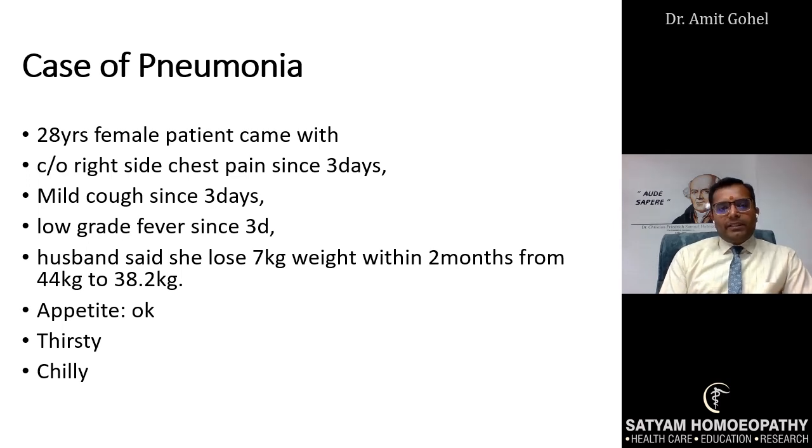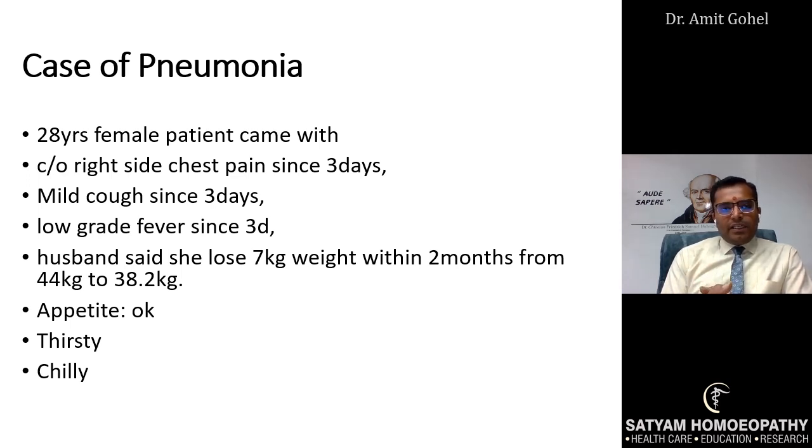To my surprise, the patient was accompanied by her husband. The husband says that, sir, my wife has lost 7 kg of weight within 2 months, and it was around 44 kg, and right now it is 38.2 kg. And I asked about the general features. Appetite was okay, chilly and thirsty. So this was the case.